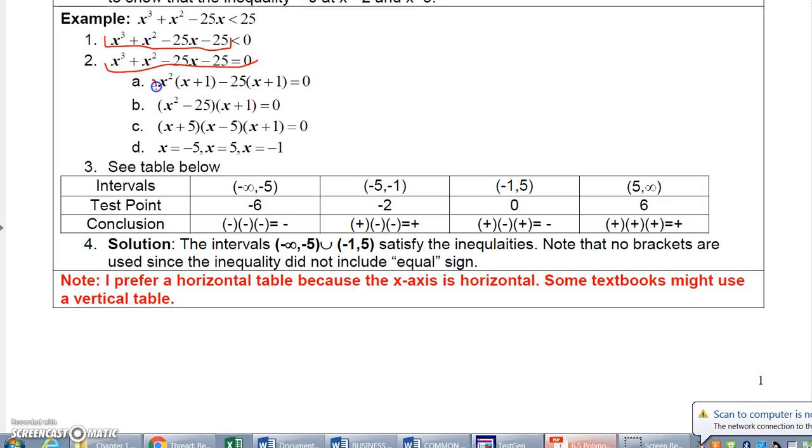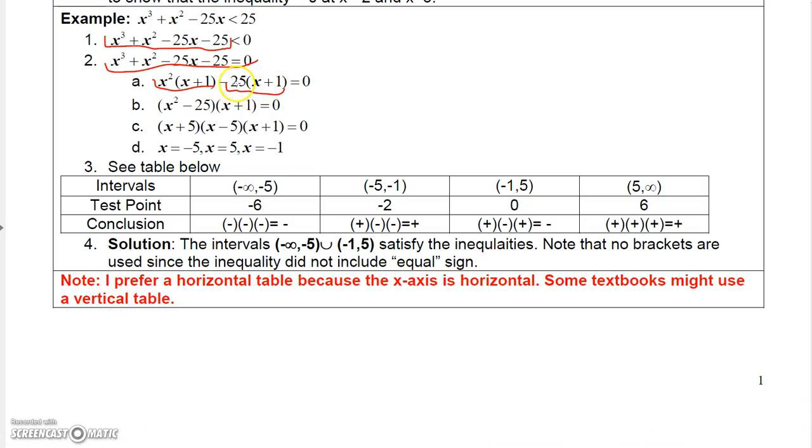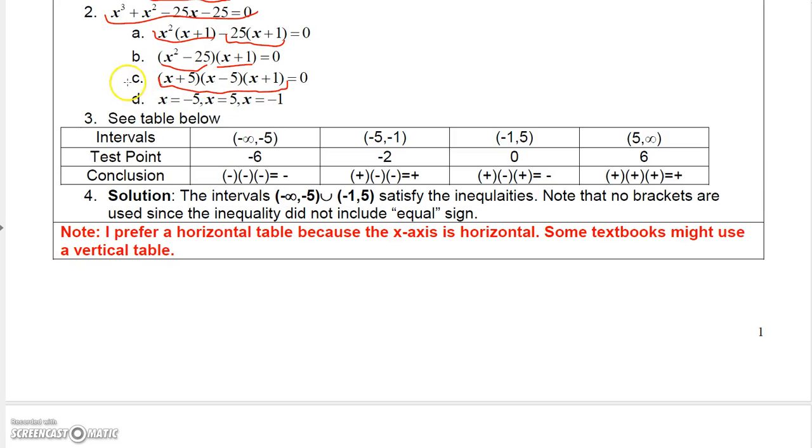So if I factor x squared out of the first 2 terms and a minus 25 out of the second 2 terms, I get x squared times x plus 1 minus 25 times x plus 1. And I can factor the x plus 1 out of there, and then I'm left with a factor of x squared minus 25. And then that x squared minus 25 factors into x plus 5, x minus 5, x plus 1. So here, if I solve that equation, I get 3 critical numbers: x equal negative 5, 5, and negative 1.